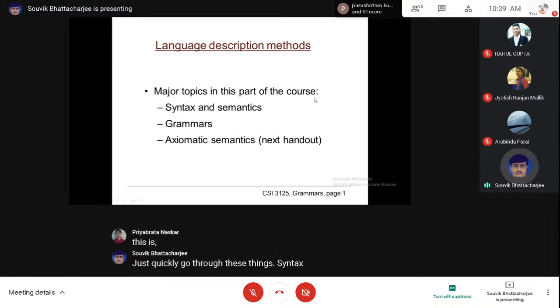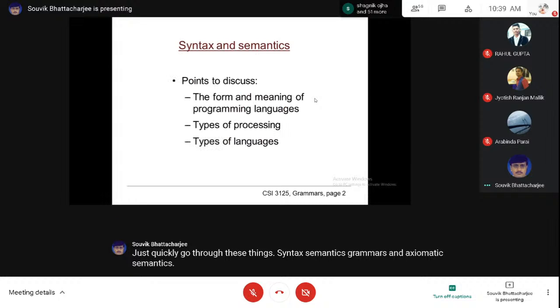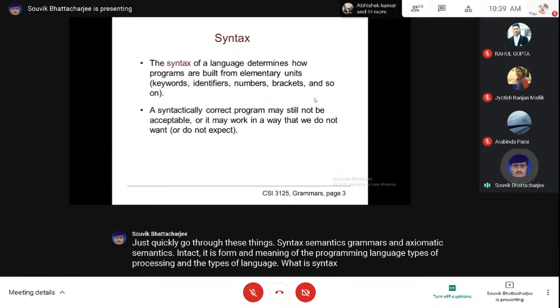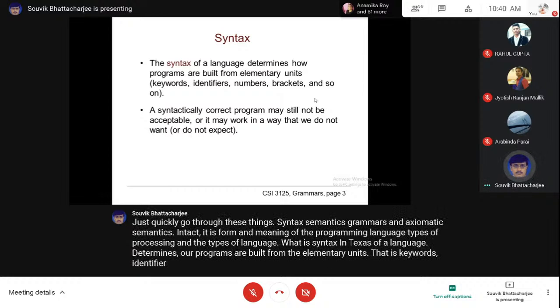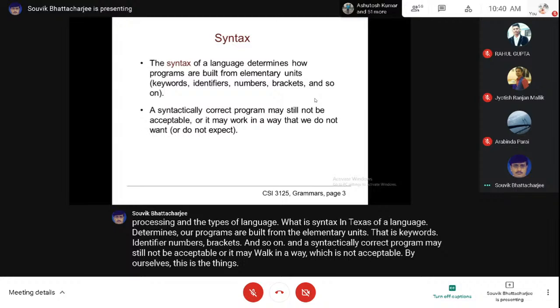Just quickly go through what I have discussed: syntax, semantics, grammars, and axiomatic semantics. Syntax is the form and meaning of the programming language, types of processing, and the types of language. What is syntax? Syntax of a language determines how programs are built from the elementary units, that is keywords, identifiers, numbers, brackets, and so on. And a syntactically correct program may still not be acceptable, or it may work in a way which is not acceptable to us. Got it?